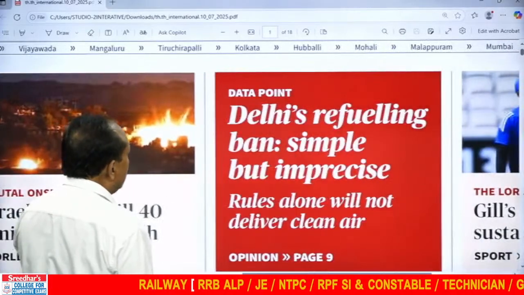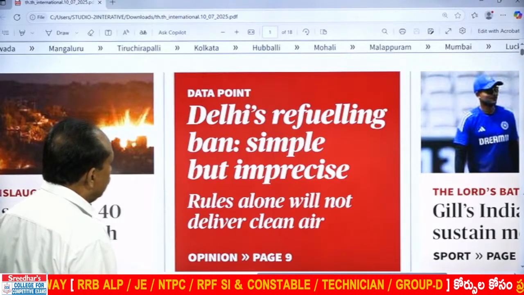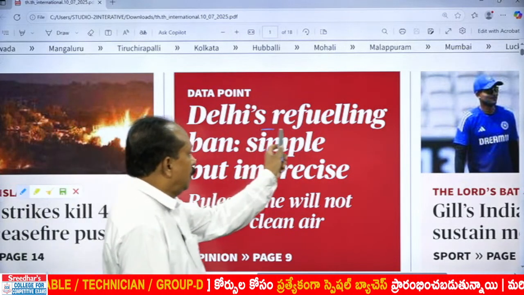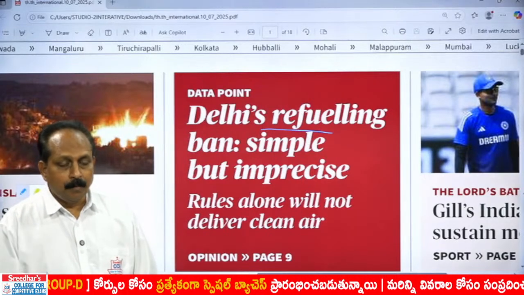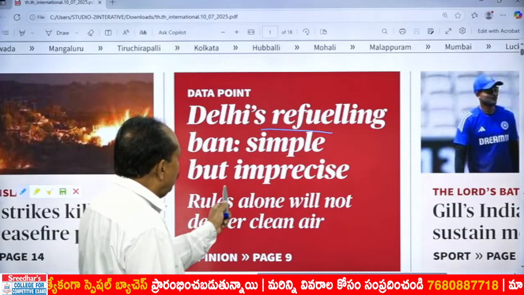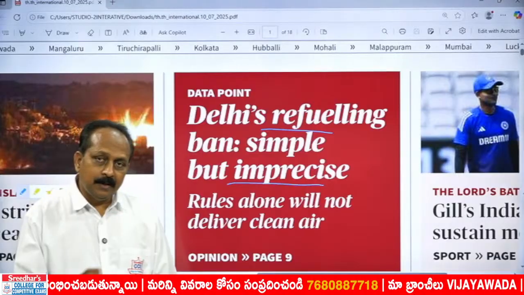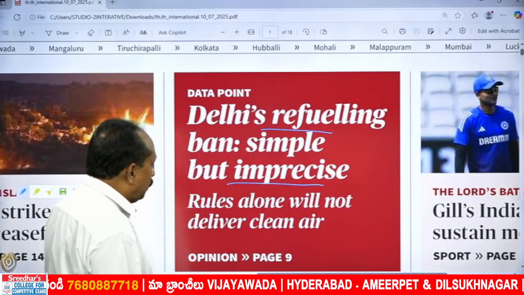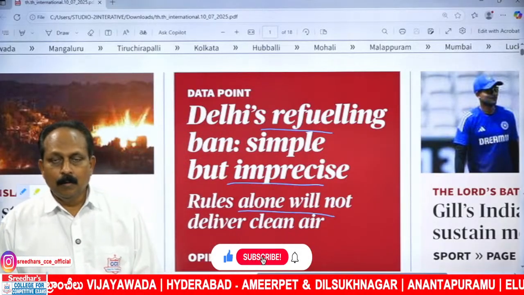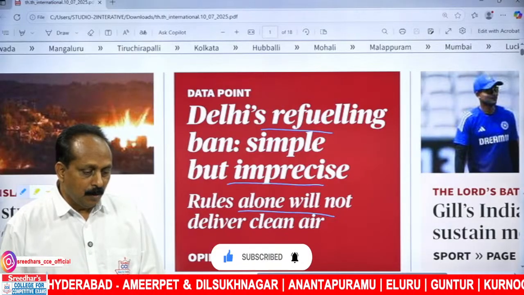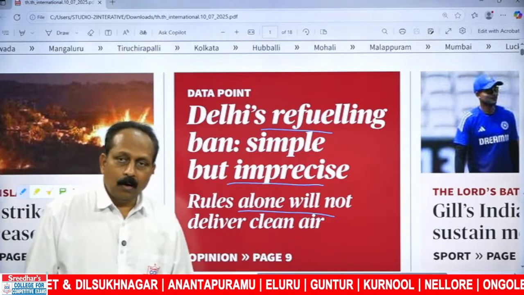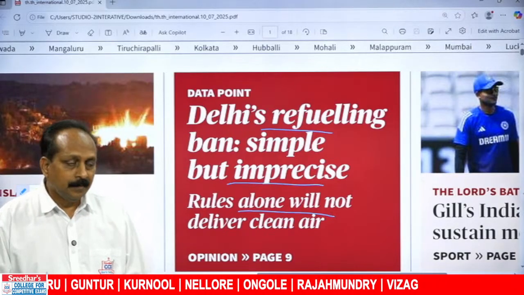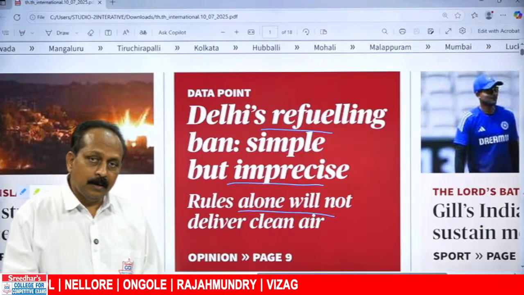The next news item, data point, Delhi's refueling ban. There's one word here, refueling. Refuel, and a ban on that is the Delhi government's policy. What the headline says, simple but imprecise. Precise means exact, accurate. Imprecise means not accurate, not exact. Rules alone will not deliver clean air. Will not. What is a short form? Won't. Very good. I appreciate your contribution. A lot of students have been contributing. Wonderful. Keep doing that. And here, will not, won't, future tense. And you have to recollect refuel, fuel again. That's what it means. And there's a ban on that, it seems. That alone will not result in clean air.